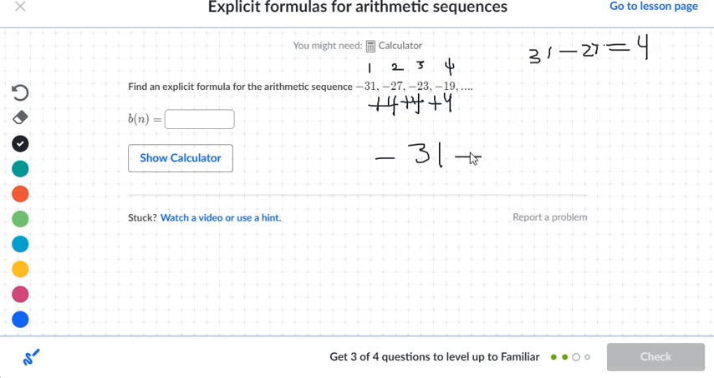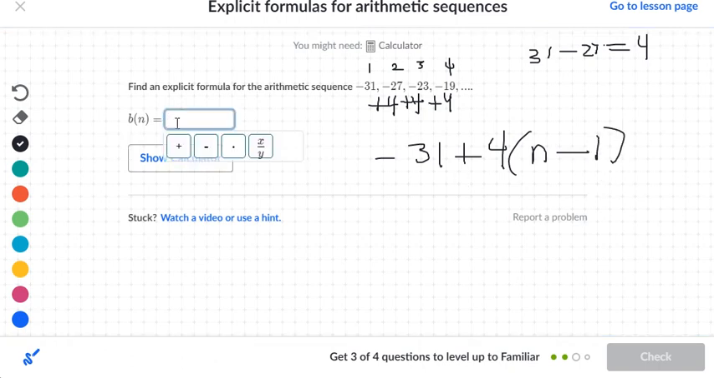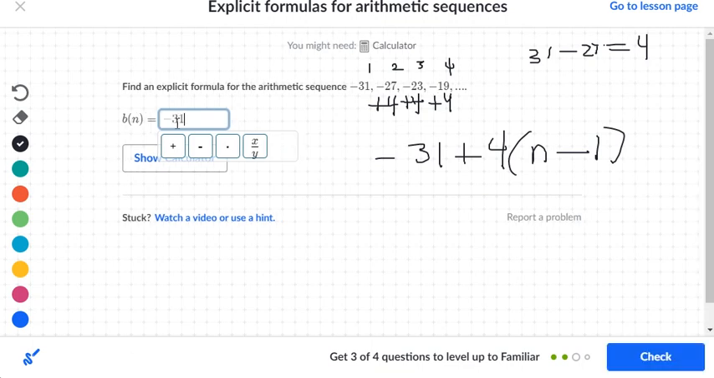So our rule is going to be plus 4. Even though they're both negatives, we're not getting a negative there, we're getting a positive 4. And then we want to finish off with n minus 1. So right here we'll say negative 31 plus 4. Now we'll start our parentheses and say n minus 1.